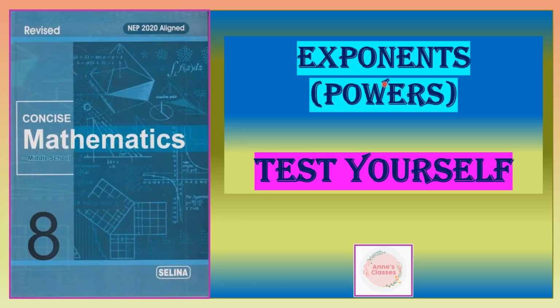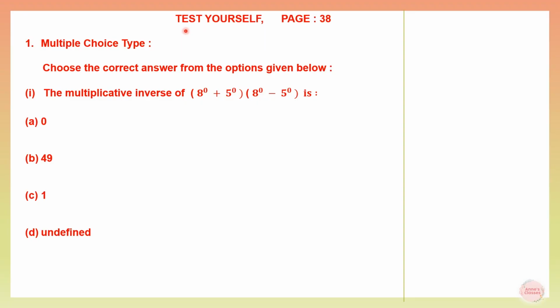You're doing exponents and powers and Test Yourself. Now this comes after the last exercise in exponents and powers, that is exercise 2B. So Test Yourself is found on page number 38 and the first question is the multiple choice type. Choose the correct answer from the options given below.